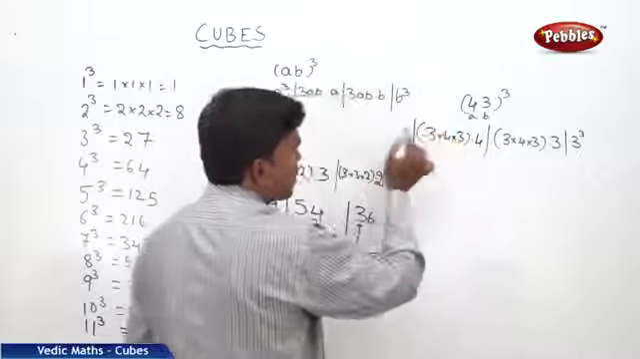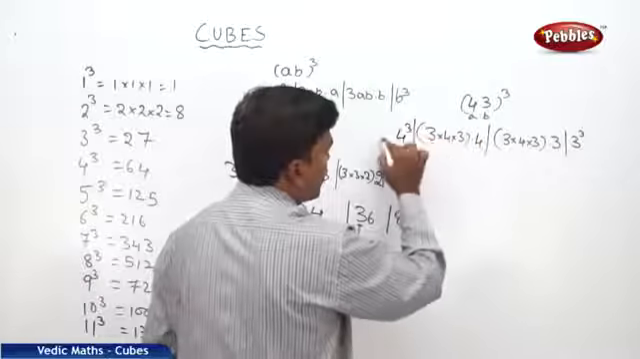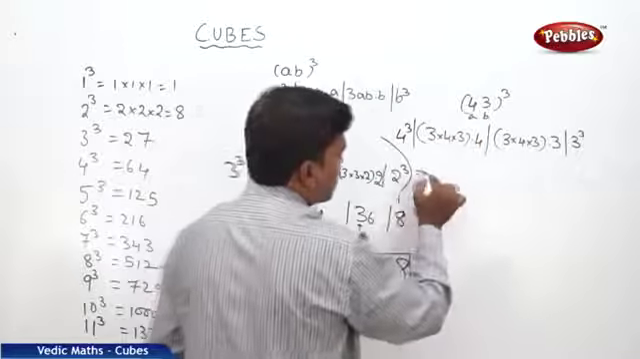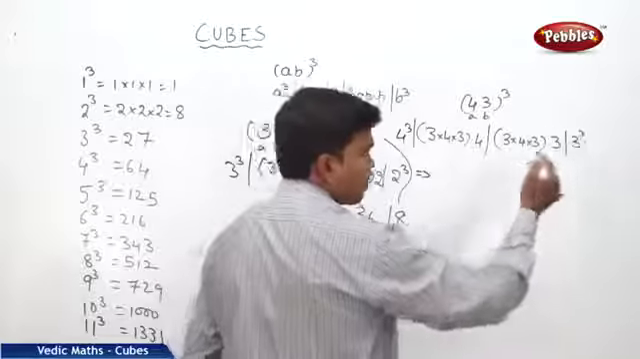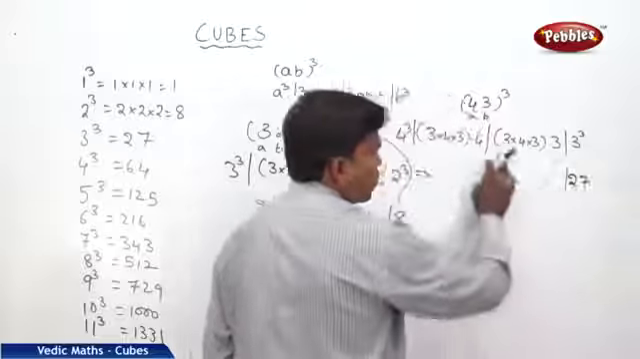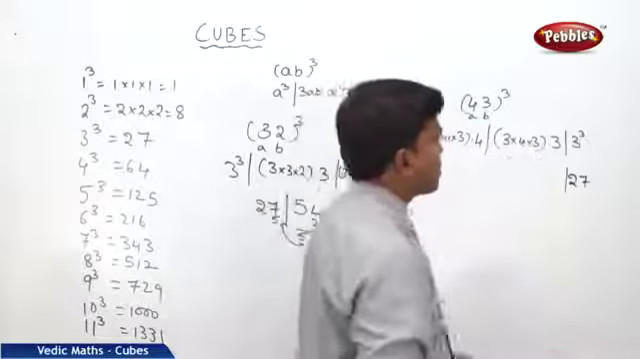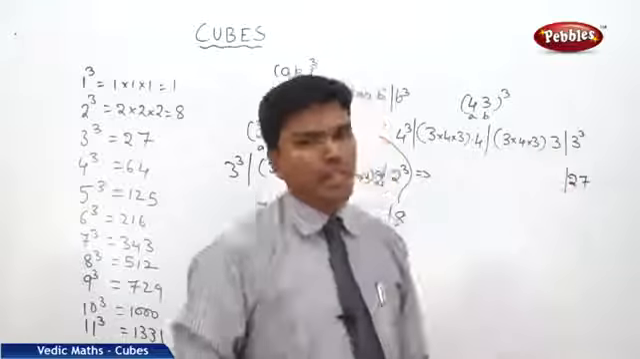Finally, what is the last step? A cube. What is A in this one? 4. So 4 cube. Okay. Now, let us start calculation from the right side. So 3 cube means 27. Now 3 4s are 12. 12 3s are 36. So 3AB is 36. 36 into 3, 108.